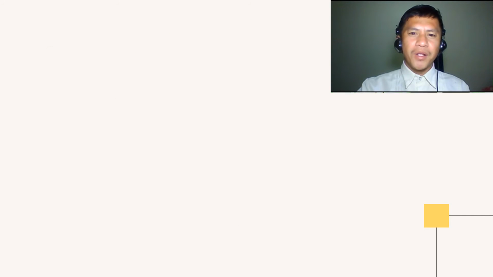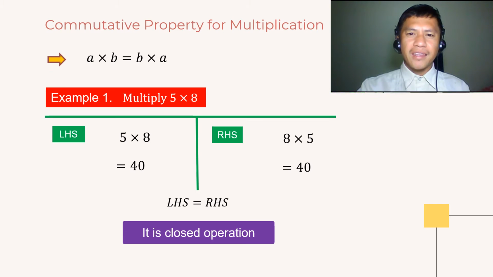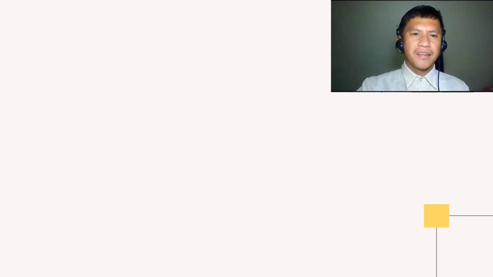Commutative property for multiplication states that the order in which you multiply any two integers does not affect the product. Consider the example here, 5 times 8. Since the result of the left-hand side is equal to the result of the right-hand side, therefore we can say that it is closed operation.